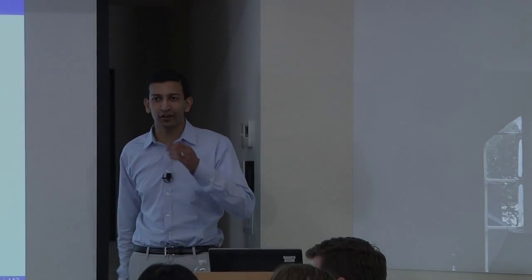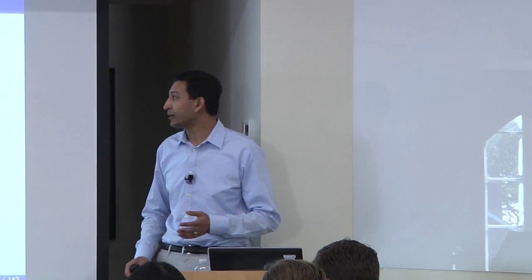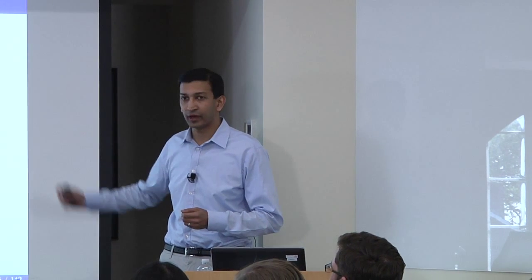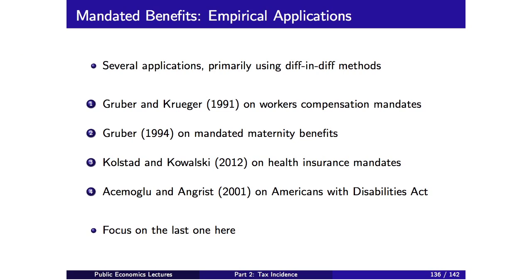So let's get started. Today we're going to wrap up talking about incidence with an empirical application on mandated benefits. And then we'll turn to the next topic of this class, which is efficiency costs of taxation. There are several applications in the literature of the theory of mandated benefits, thinking about how mandated benefits affect equilibrium prices, as we discussed at the end of the last lecture, the Summers model.